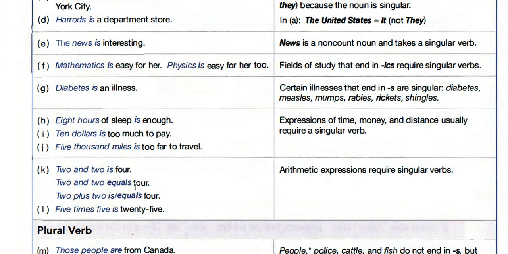2 and 2 equals 4. 2 plus 2 is 4. So we can see how arithmetic expressions or calculations take a singular verb. 5 times means doing it 5 times. 5 times 5 is 25, meaning doing it 5 times by 5, so the answer will be 25. Okay, fine.